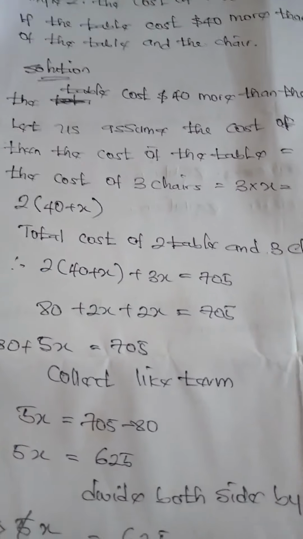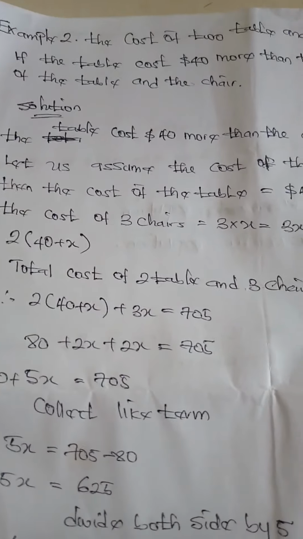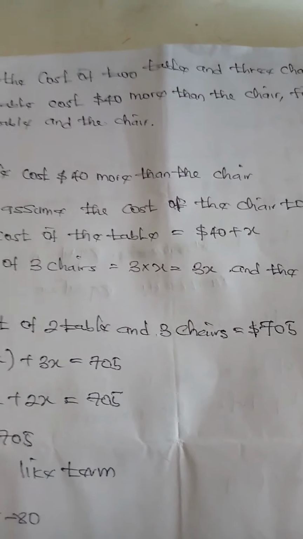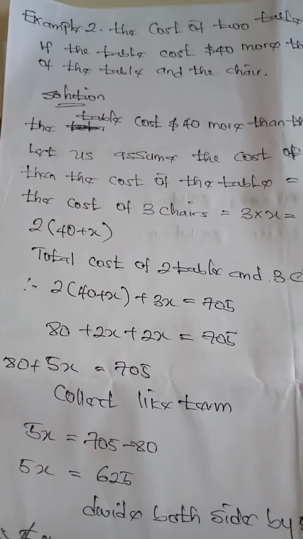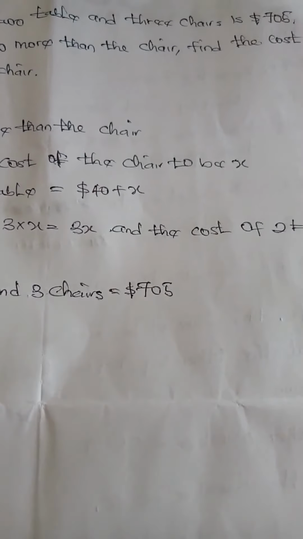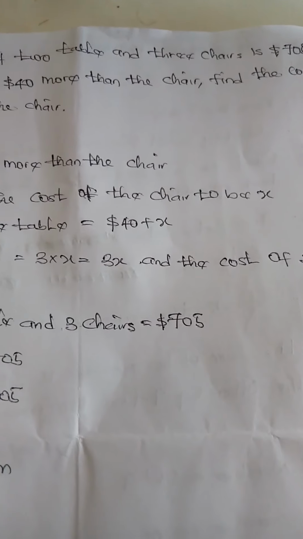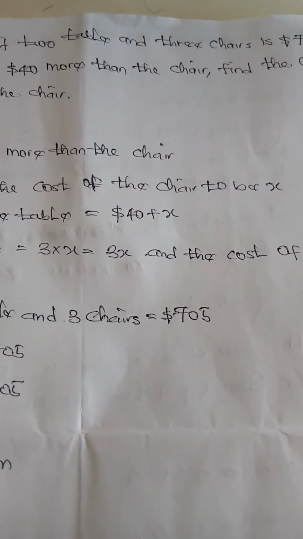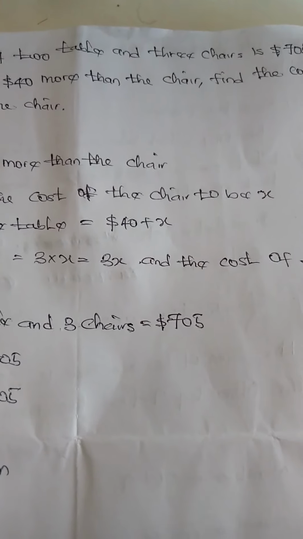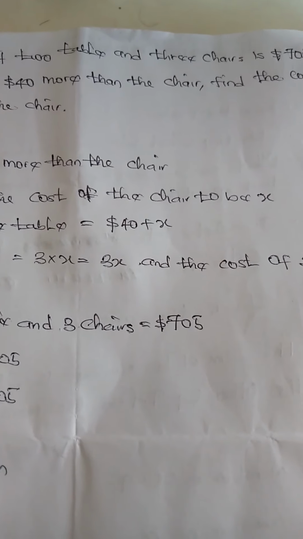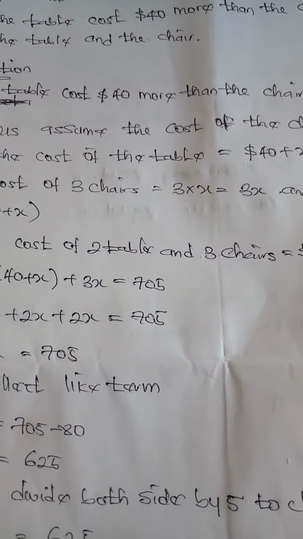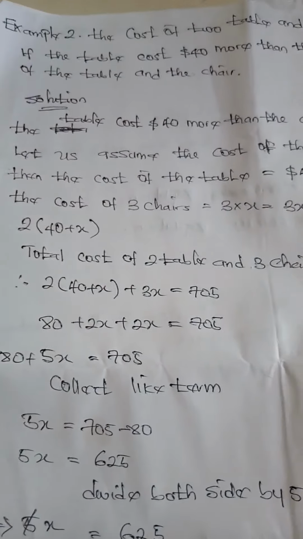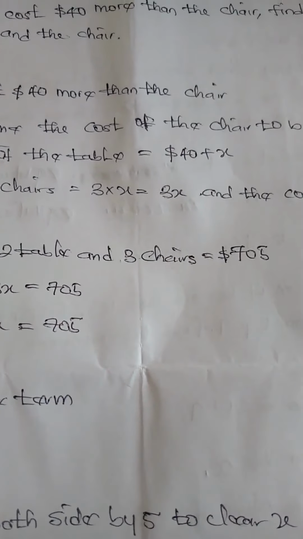Now, solution. They say the table costs $40 more than the chair. So let's assume the cost of the chair to be x. We are putting in a variable for the chair because we don't know its cost. So let's assume the cost of the chair is x. Then the cost of the table will be 40 plus x.